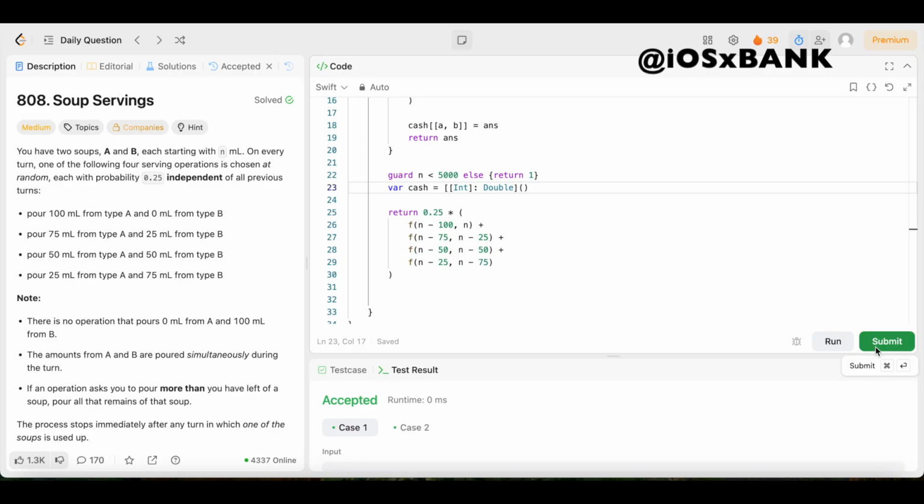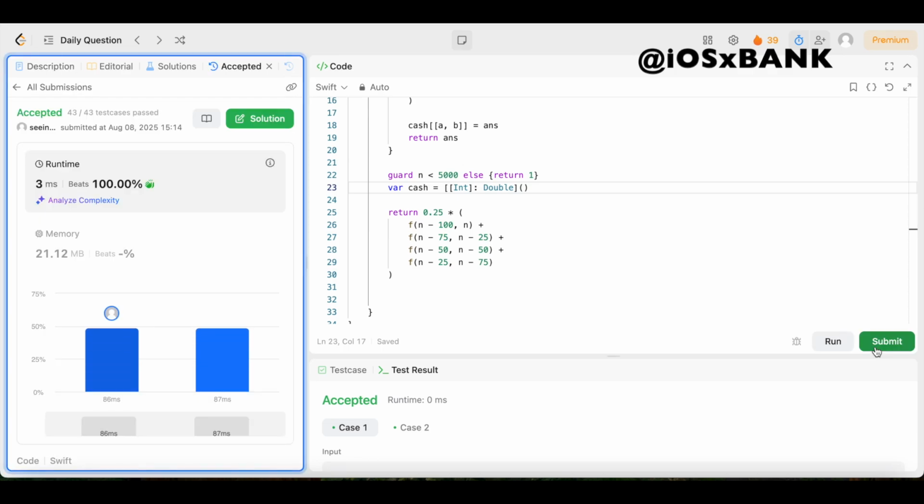And it's accepted, so let's go ahead and submit it. Make sure it's still accepted after we submit it. And look at that, y'all. 3 milliseconds beats 100% of users. That's what I'm talking about. That's what I like to see.